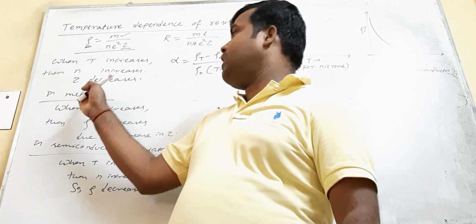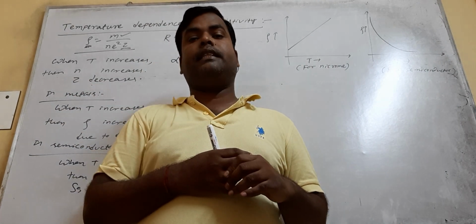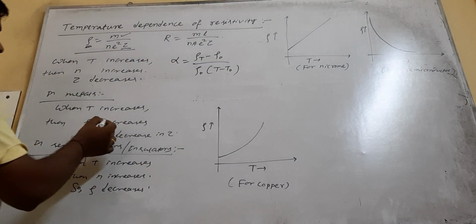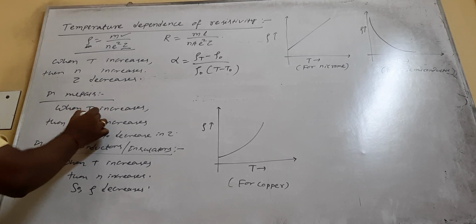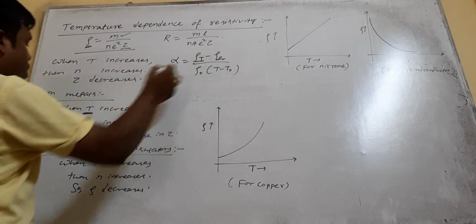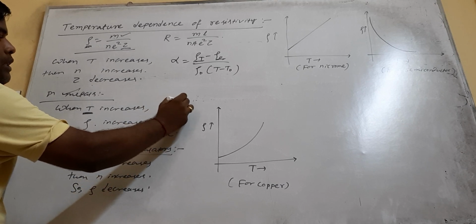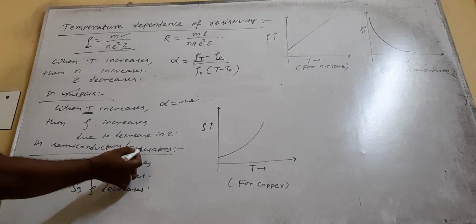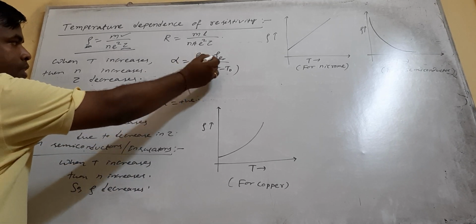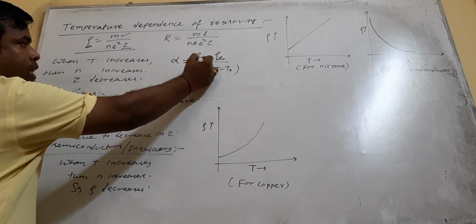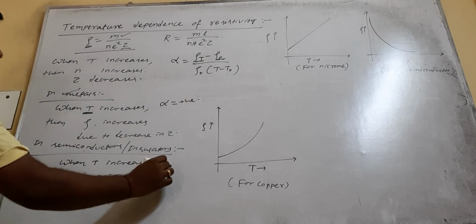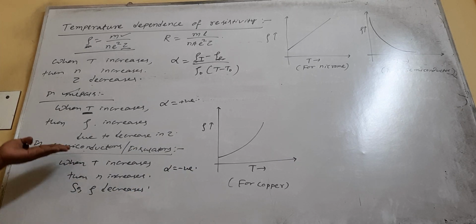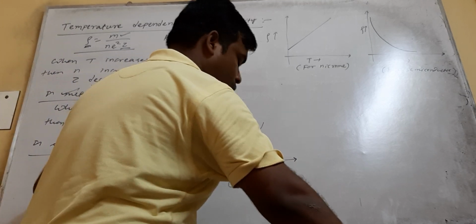But in the case of a conductor or metal, the resistivity increases with increase in temperature. So you see here, as resistivity increases with temperature, rho T is more than rho 0 for metals. So alpha is positive. But in the case of a semiconductor or insulator, the resistivity decreases with increase in temperature, so rho T is less than rho 0. So alpha is negative. So the temperature coefficient of resistivity is negative for semiconductors or insulators.